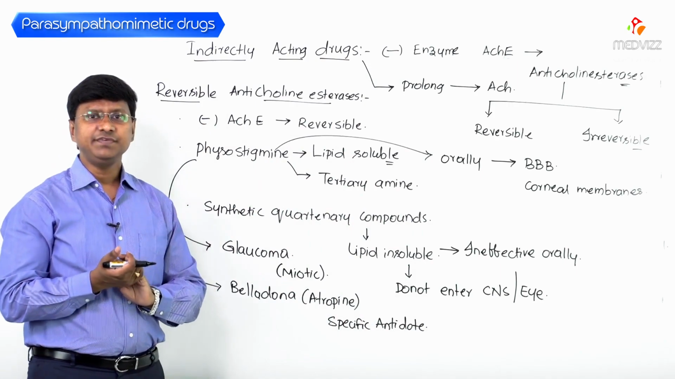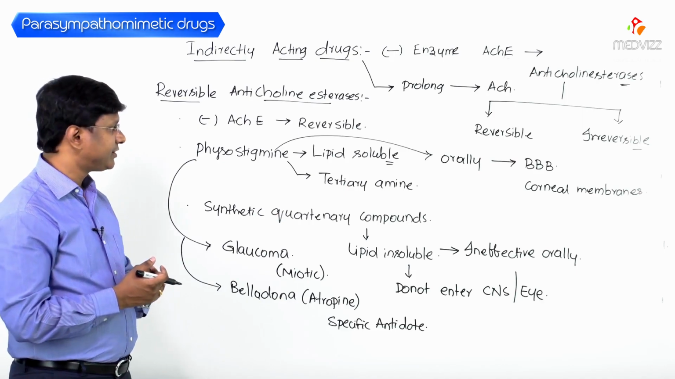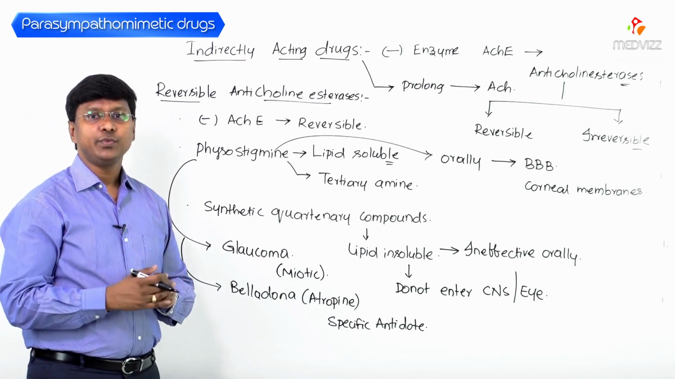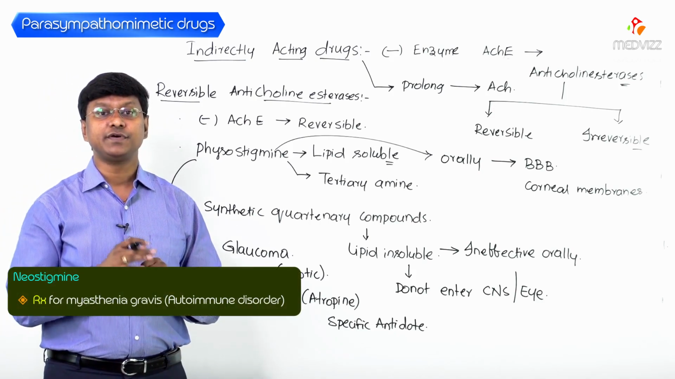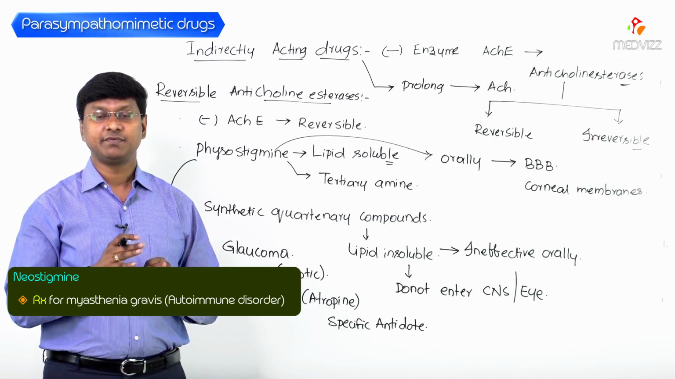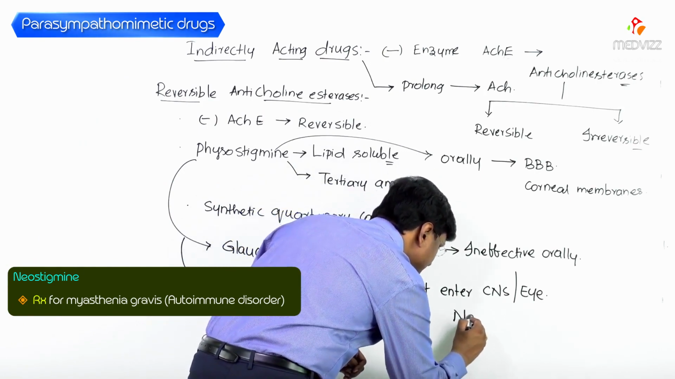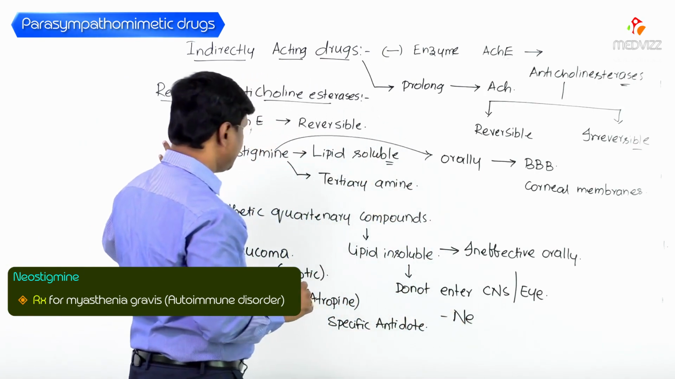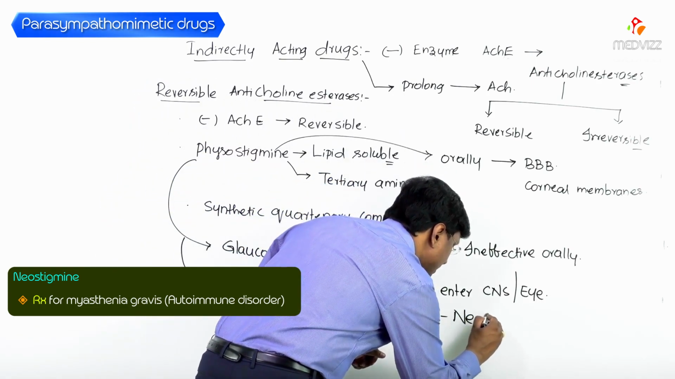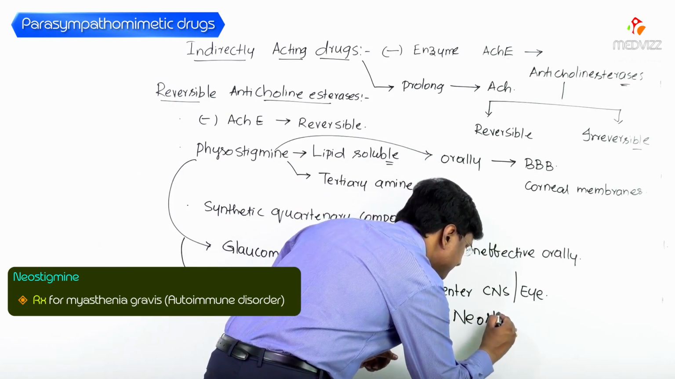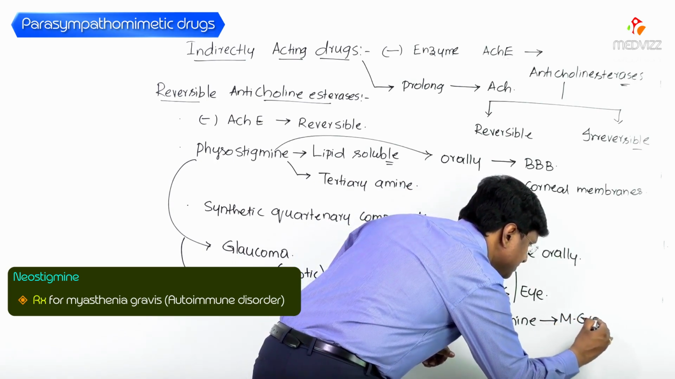Now, we have another very important drug which is called Neostigmine. Where do we use this Neostigmine? Remember, it is preferred for the treatment of myasthenia gravis. Along with Physostigmine, we have a lipid soluble tertiary amine that is called Neostigmine, and it is used in the treatment of myasthenia gravis.